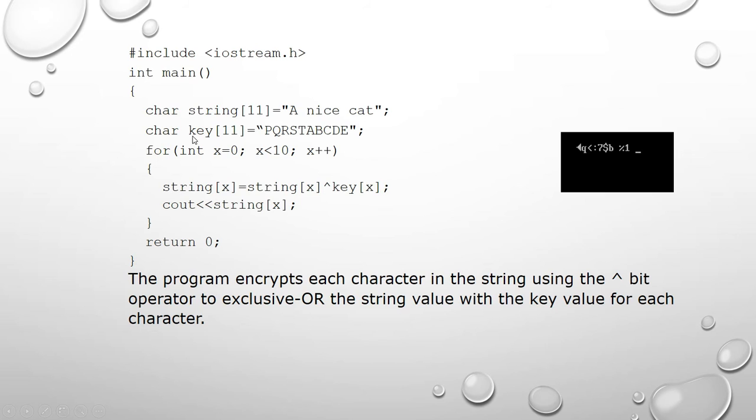Okay, and another variable is created with the same character type of data and the same size 11, and here I am storing certain values: P, Q, R, S, T and A, B, C, D, E. Okay, because I have to evaluate by using the exclusive OR operator. Now the loop is run from 0 to less than or equal to 10, or it should be less than 11.